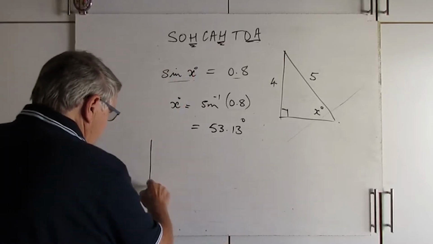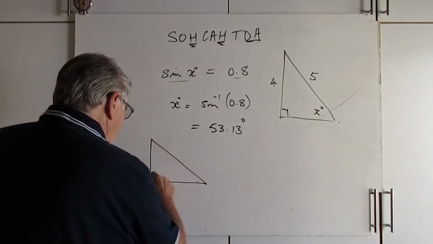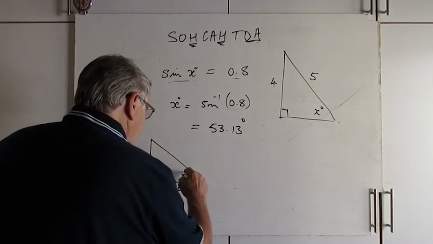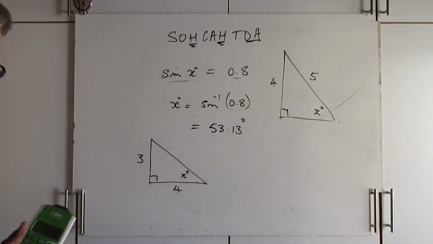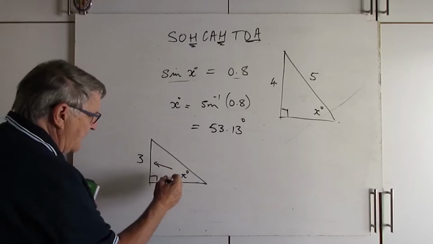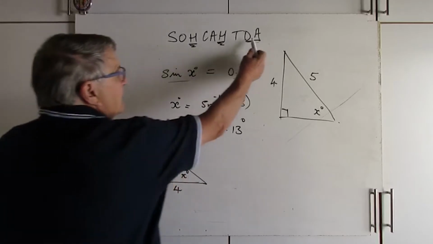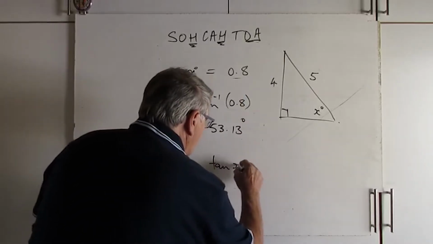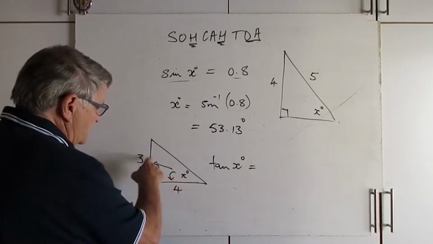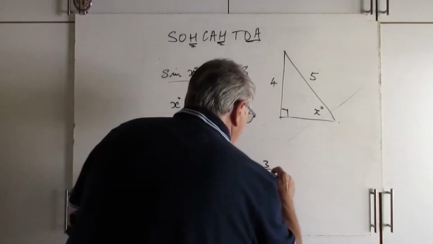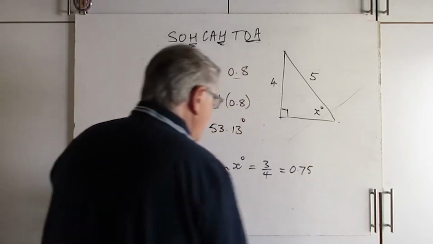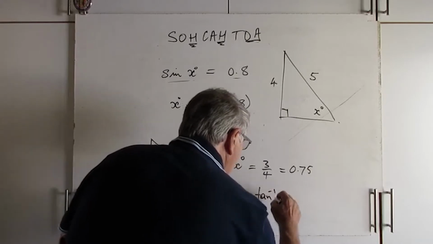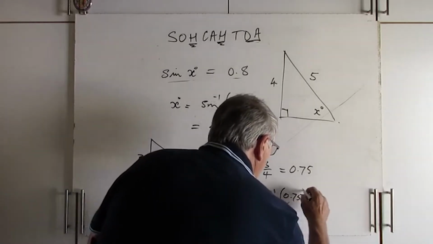Let's say we've got a situation like this, where we know 3/4, and we want to know the size of that angle, x degrees. Now, here we've got the opposite side and the adjacent side. So clearly we need to use tan. And we know the tan of this angle, tan of x degrees, is equal to opposite over adjacent, which is 3/4, which is 0.75. And so x degrees will be the inverse tan to the negative 1 of 0.75.